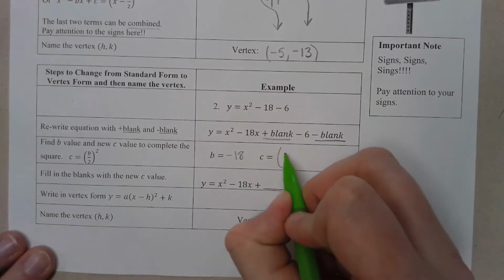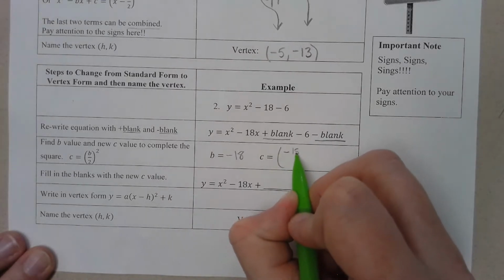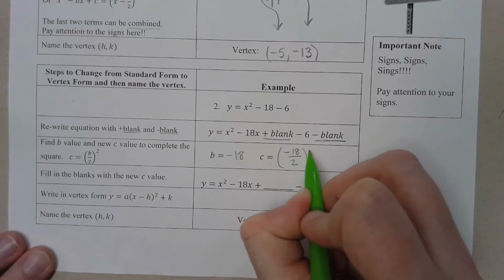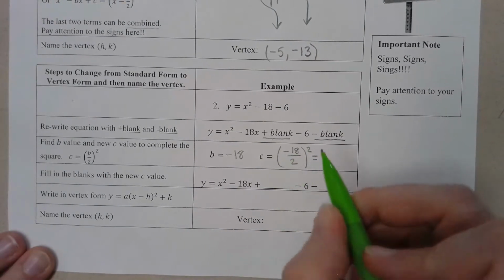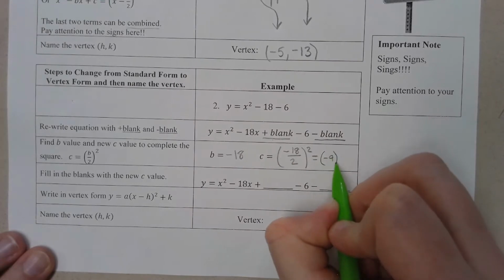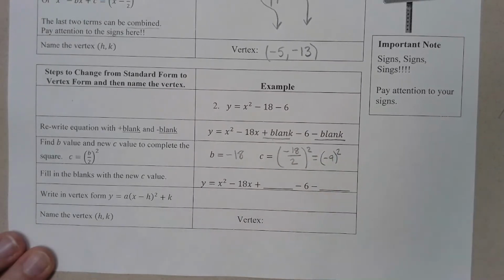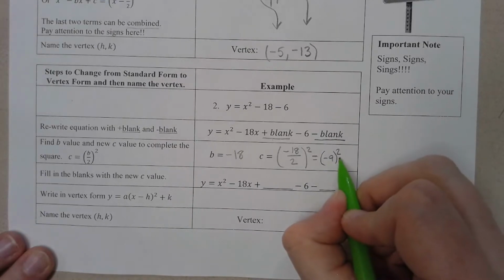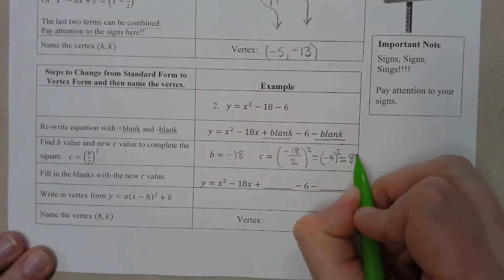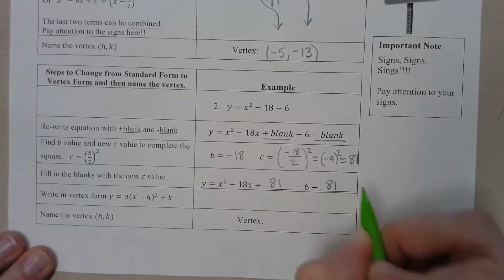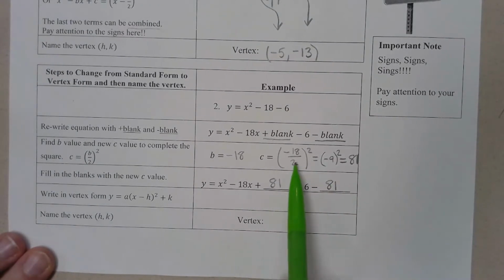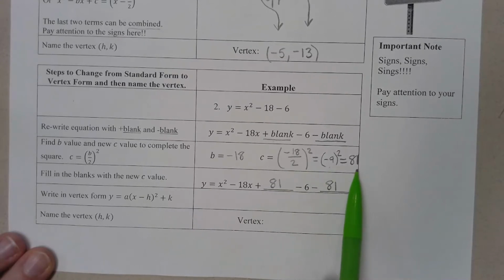So our C value, we will take and divide our B by 2 and square it to find that new C value. Well, negative 18 divided by 2 is negative 9, making sure that we show that number because we'll need it later in our work. Negative 9 squared is a positive 81. So that is the number that goes in our plus and our minus blank from taking half of the b and squaring it.